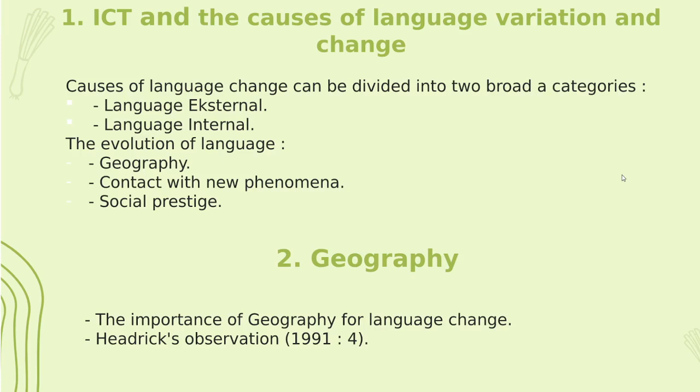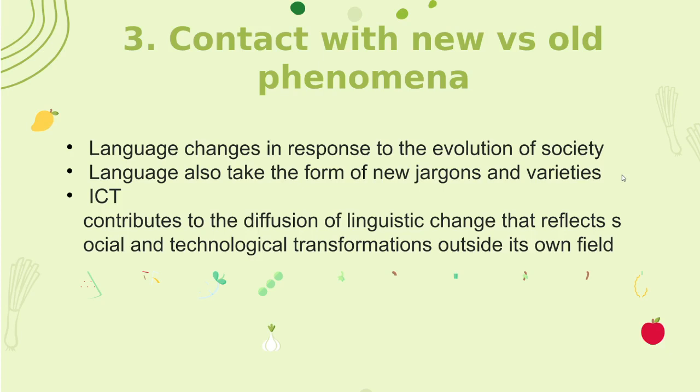Contact with new versus old phenomena. Language changes in response to the evolution of society, adjusting to new events, artifacts, and ideas, and to the declining importance of certain old phenomena. The linguistic consequences of inventions and of the activities they give rise to can be seen mostly in the area of vocabulary, with the coining of new words and with extensions in the meaning of established lexemes. They also take the form of new jargons and varieties. It is well known that progress in medicine, biochemistry, physics, and aviation has led to the creation of thousands of new terms and the development of new specialized registers. In addition, because it is used to disseminate information, ICT contributes to the diffusion of linguistic change that reflects social transformations outside its own field. Next slide, please.